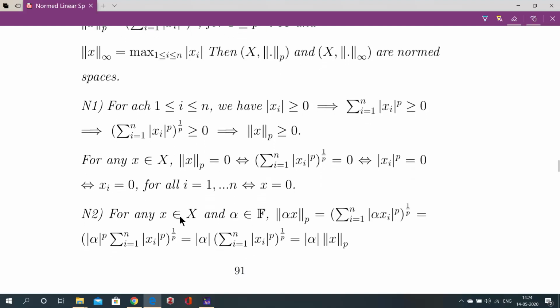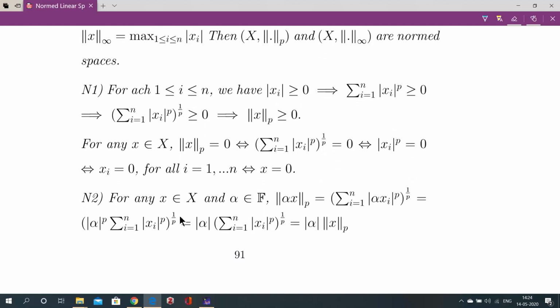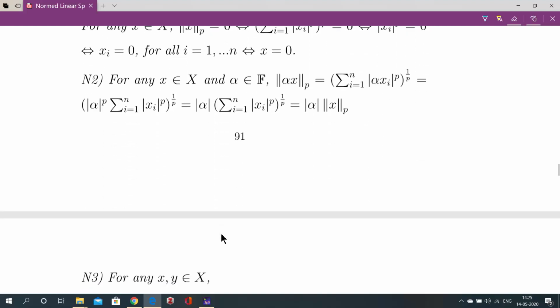And number two, we have for any x belonging to X and alpha belonging to a field F, norm of alpha x over p is equal to the summation of modulus of alpha x_i to the power p, whole raised to power 1 by p. This becomes equal to modulus of alpha to the power p into summation of i equals 1 to n modulus of x_i to the power p, whole raised to power 1 by p, and this becomes modulus of alpha into the summation, which is equal to modulus of alpha into norm of x over p. It satisfies the second property.